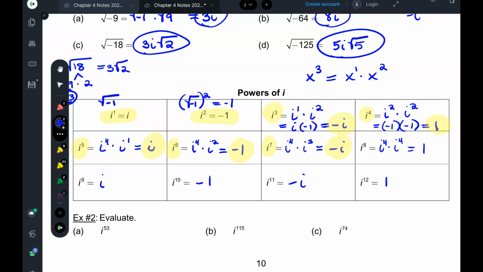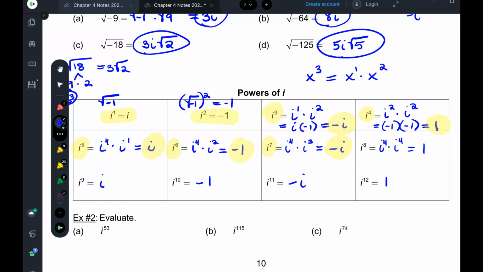Are prime numbers going to be just negative i? Not quite. Well, let's think about i to the 13th. Where would i to the 13th fall? i. Any other observations? Does this pattern go on forever? It goes on forever.